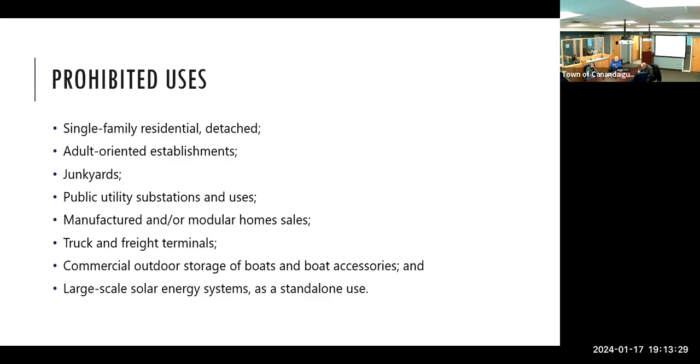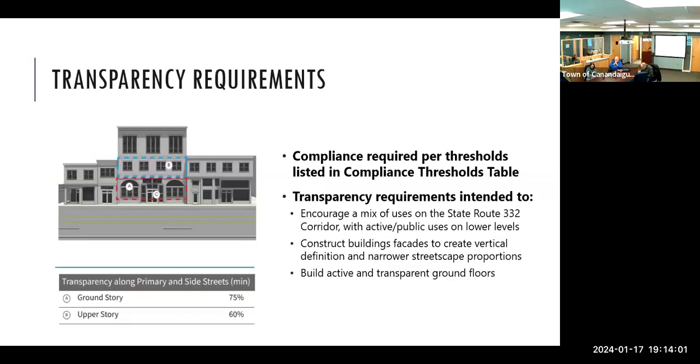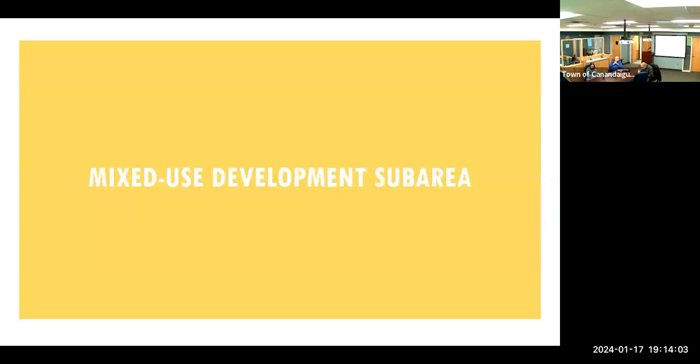So again, a very short list of prohibited uses within the sub area, probably the most notable being single family residential, not that there were too many single family residential applications popping up along the corridor, but recognizing that it is intended to be more commercial oriented. And then a number of uses that would be very hard to conform with the form-based code requirements. It talks about transparency.